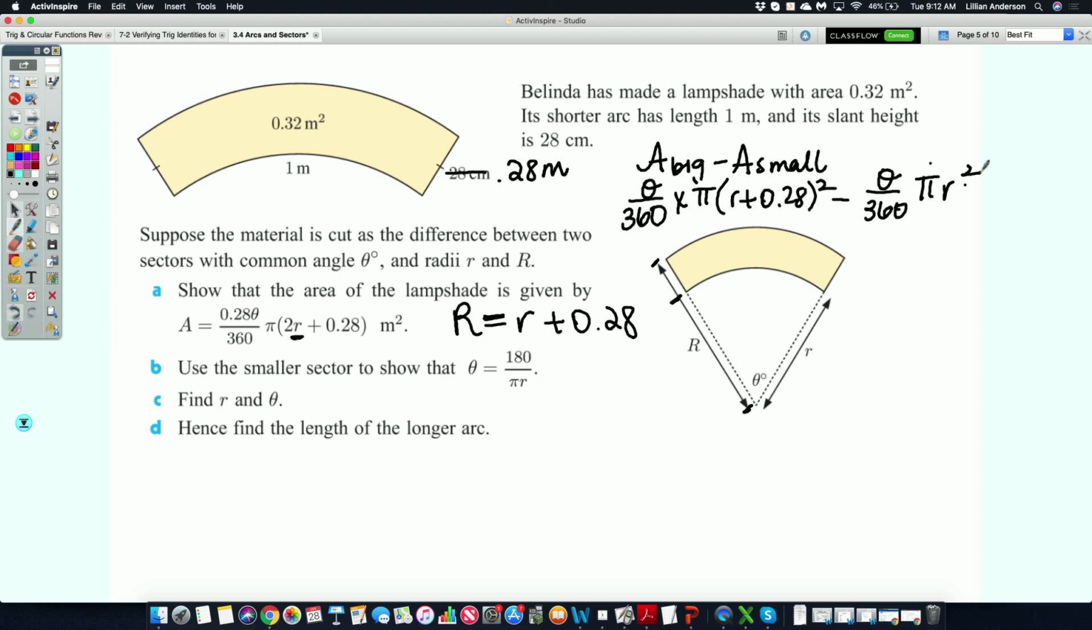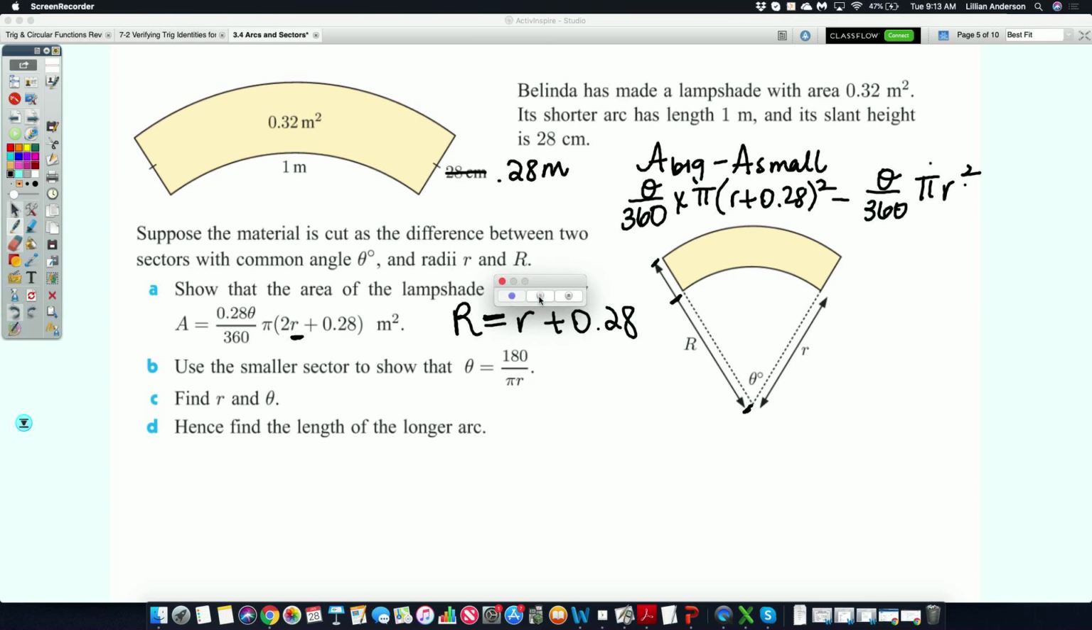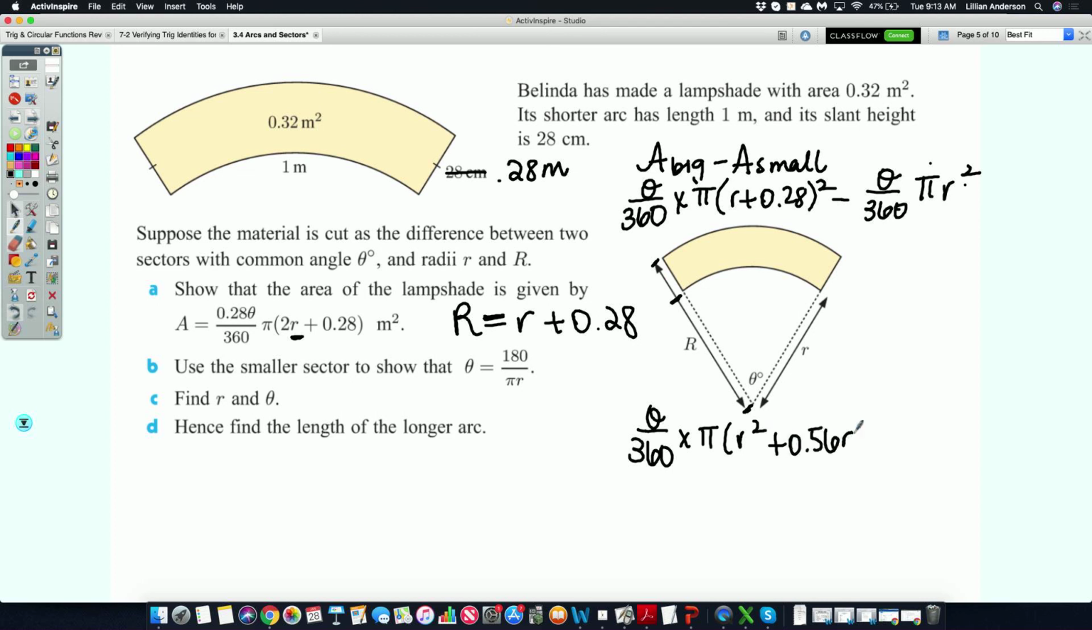Algebraically, what am I going to need to do to that r plus 0.28 squared? We are going to have to FOIL it. Okay? Can you guys FOIL that? Take about 25 seconds to FOIL that. What is it? R squared plus 0.784. Like that? Yes.